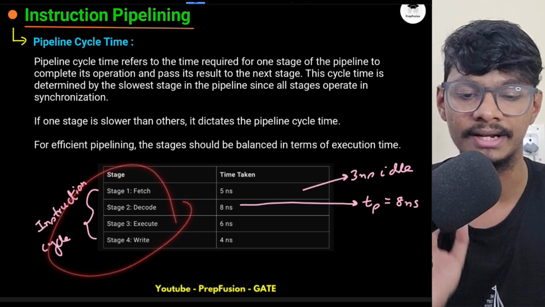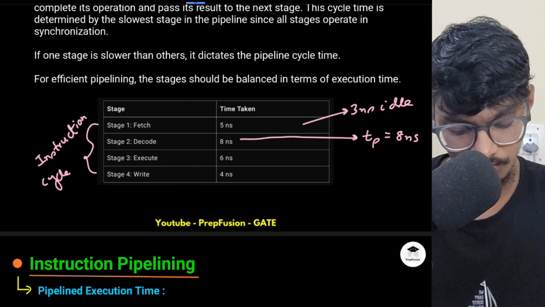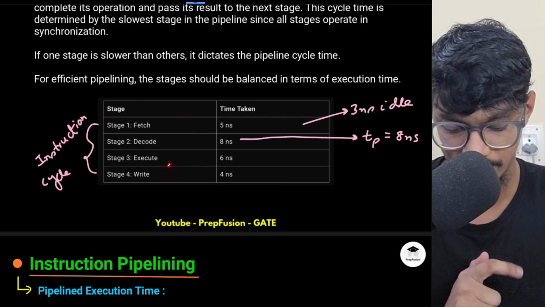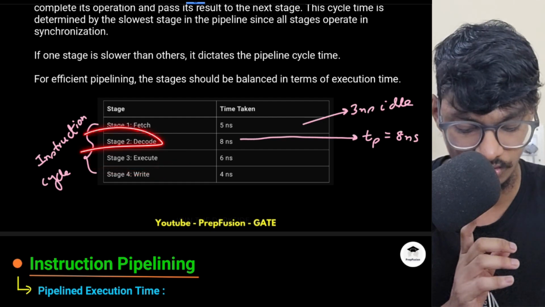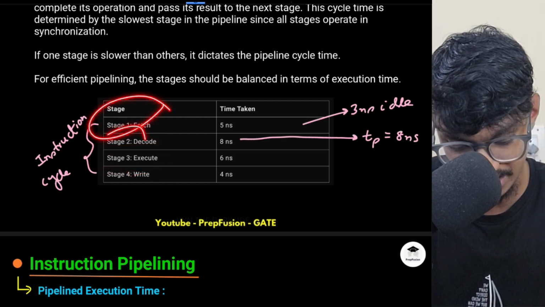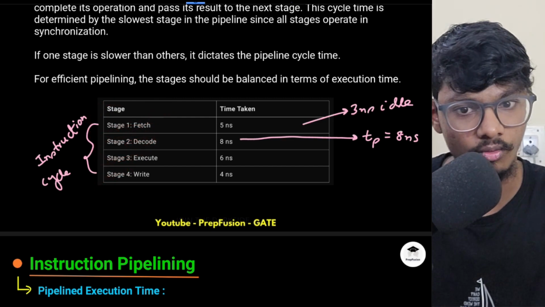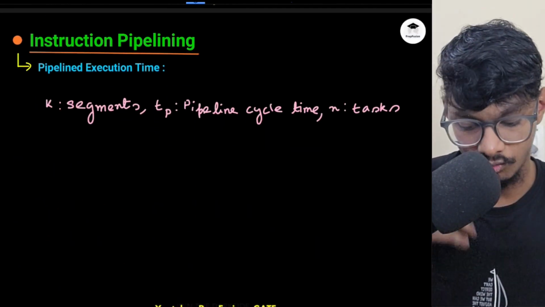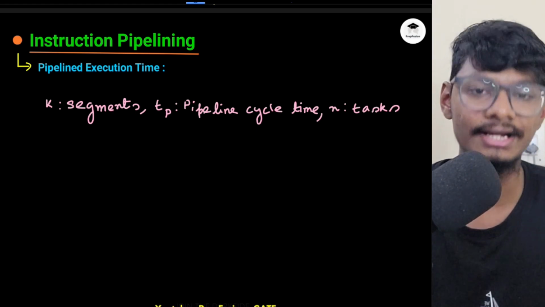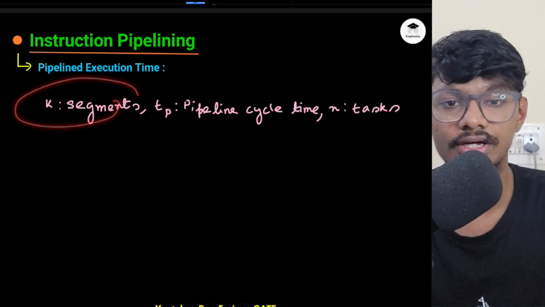We use the concept of pipelining in the instruction cycle because all instructions will have similar types of stages, mostly. Just the execution will change, and the decode, internally things will change depending on the operands and the instruction, but these four stages will be similar only. So what will be the pipeline execution time? Already we have computed it, right? If I have n tasks and k segments.